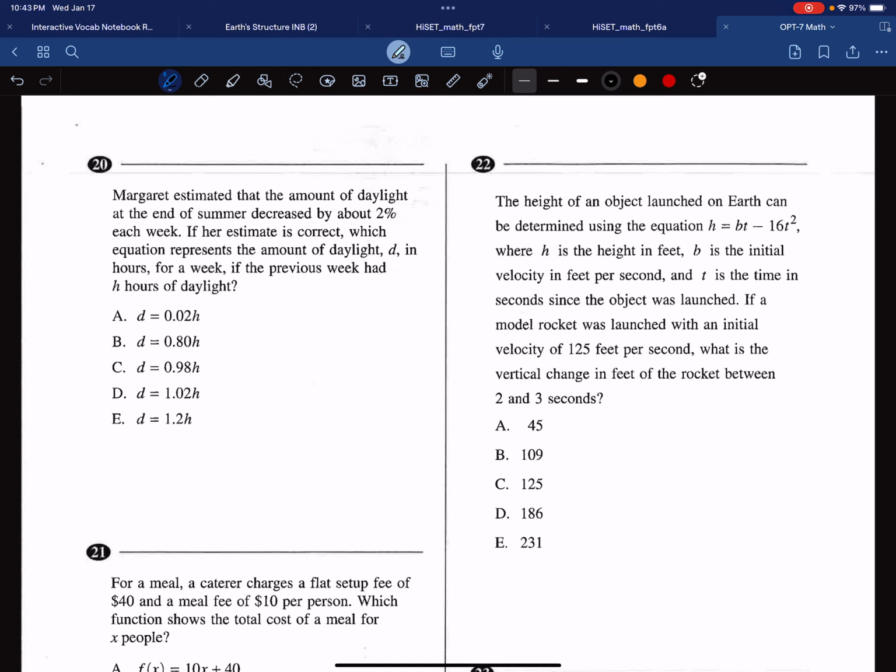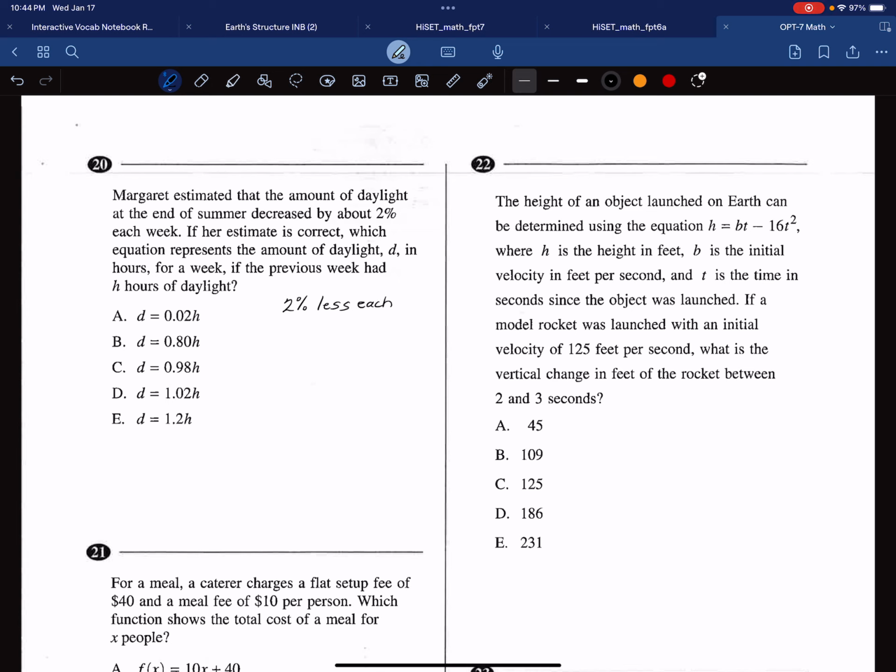So again, put this in common sense terms. After the summer solstice in June, the amount of daylight starts to decrease. It starts to move toward darker days. So toward the end of summer, you're going to have less and less daylight. Those very long days of summer get shorter and shorter. And Margaret is estimating that we are losing 2% each week.